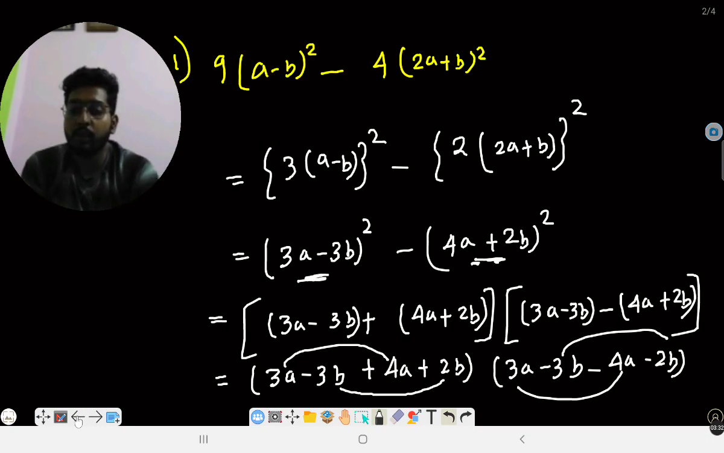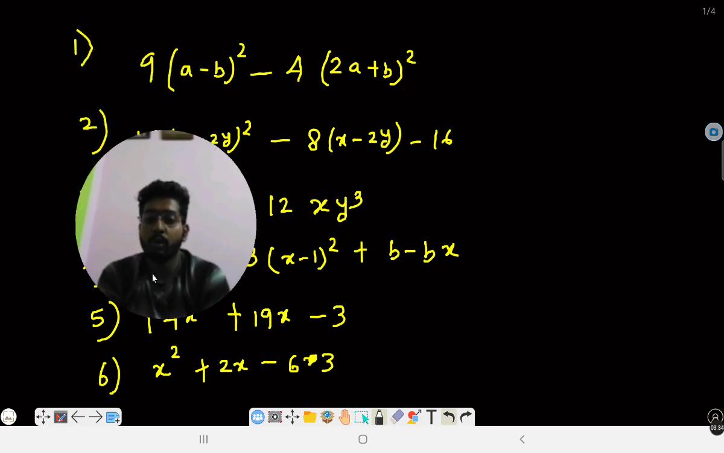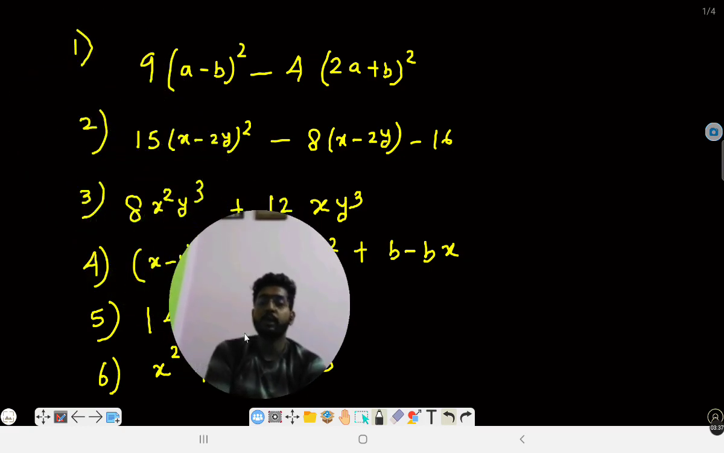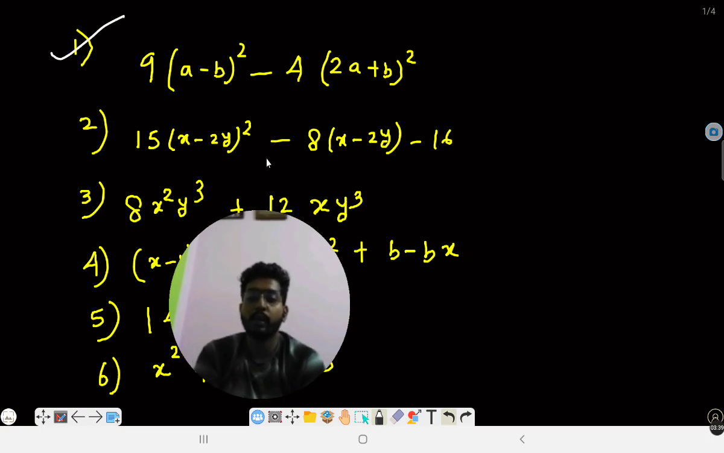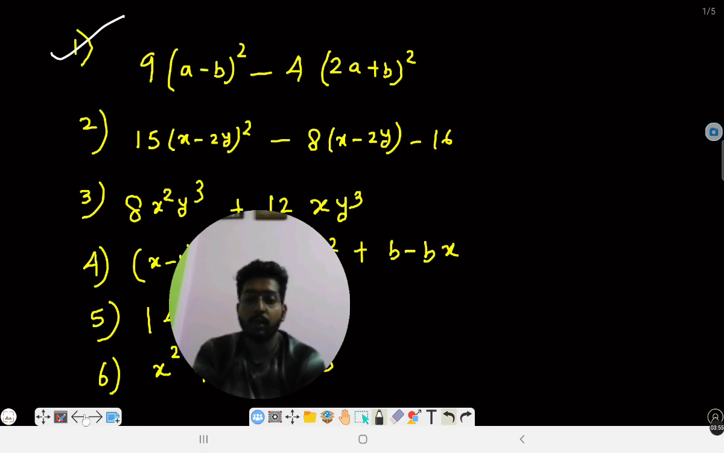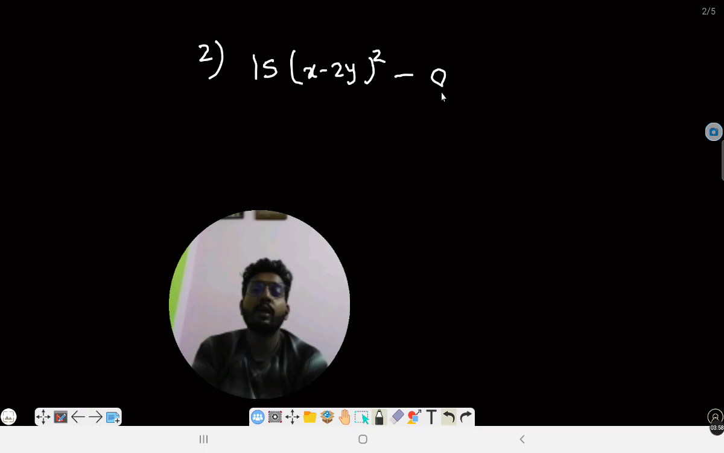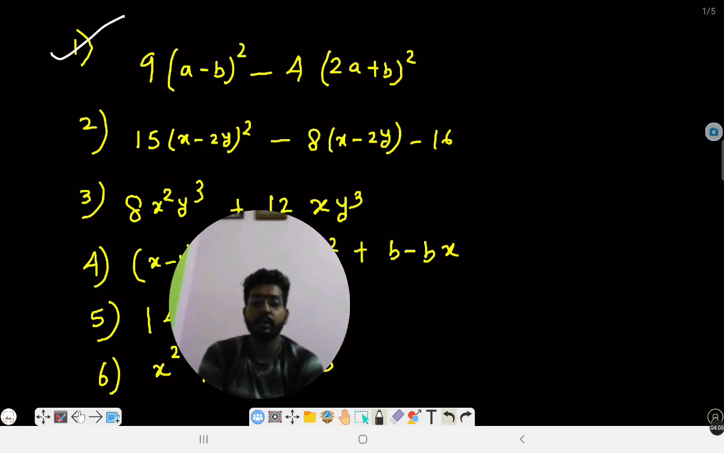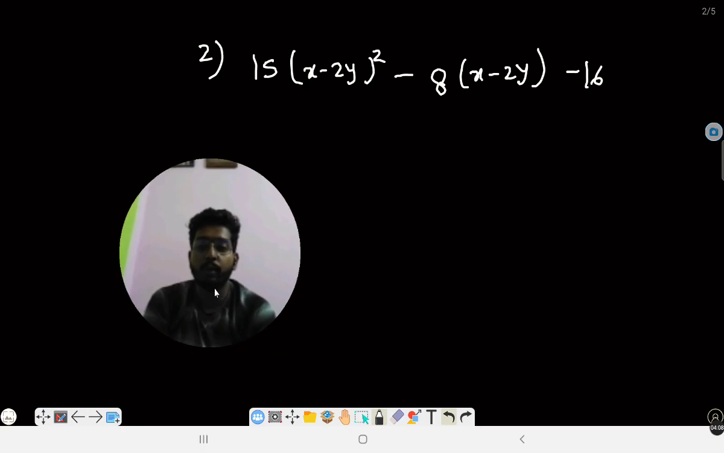Now go to the next one, question number 2. Question number 2 is 15 into (x minus 2y) whole square minus 8 into (x minus 2y) minus 16. So the question is given: 15 into (x minus 2y) whole square minus 8 into (x minus 2y) minus 16. That one we have to solve.